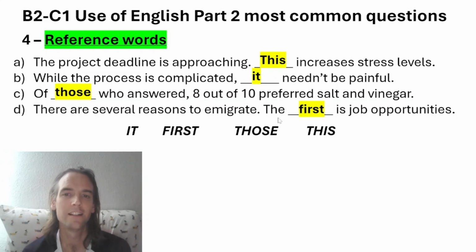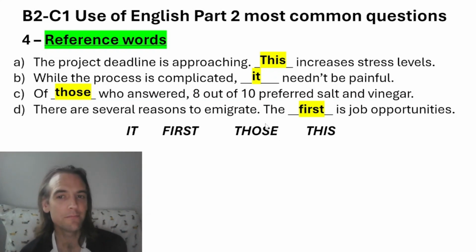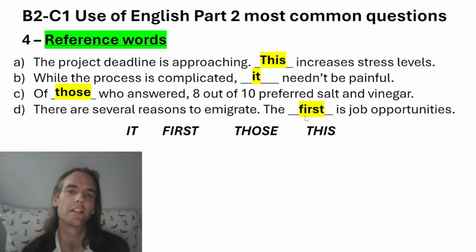You couldn't say "The principal is job opportunities." That sounds a bit strange. The biggest, maybe, but "first" definitely sounds good like that. Okay, so that's reference words, something common that's tested. Let's move on to another category.